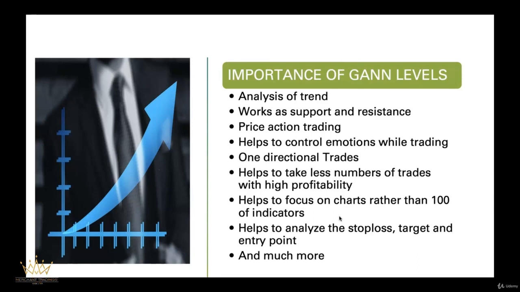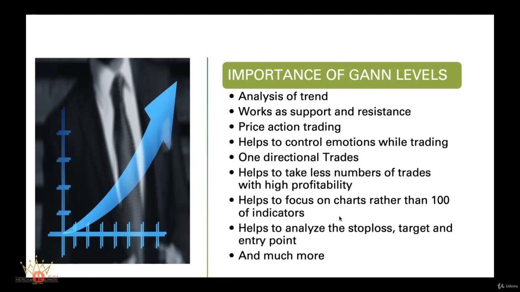Next, it helps to take a less number of trades with high probability. What happens if we take multiple trades? It is going to affect our emotions. That's what I told you when we were looking at how it helps to control the emotions while trading, as the importance of Gann levels.